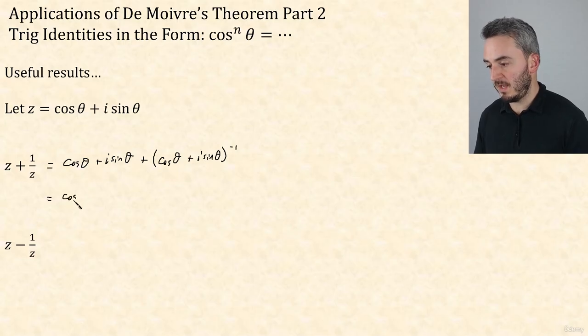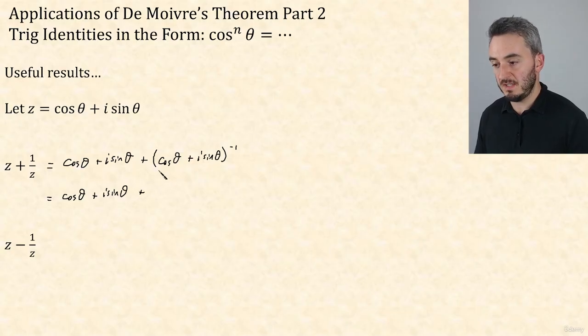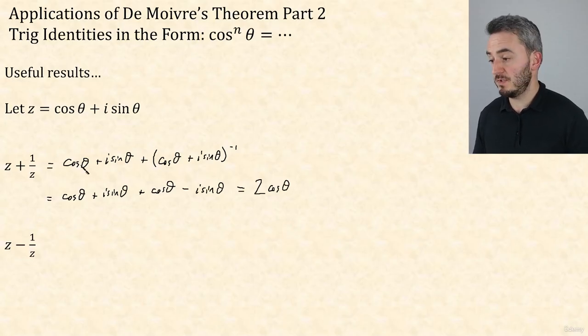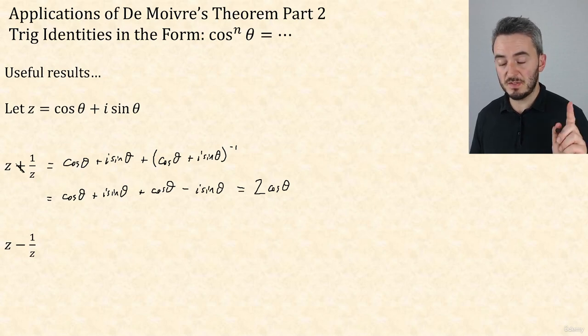So what we have is our z, so cos theta plus i sine theta. Now it's then cos of minus theta, which is the same as cos theta. And then sine of minus theta is minus sine theta, so we have minus i sine theta. The i sine thetas cancel and you just get 2 cos theta. So the first really useful result is that z plus 1 over z is 2 cos theta.